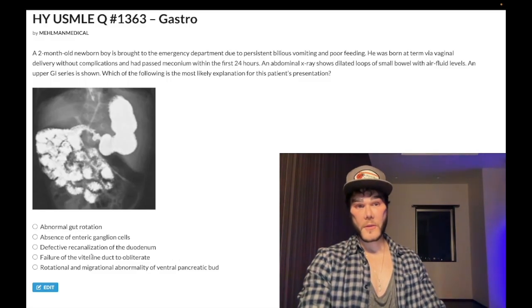Choice D, failure of the vitelline duct to obliterate, is wrong. It's Meckel diverticulum. The rule of twos: 2 feet from the ileocecal valve, 2 types of heterotopic mucosa, gastric and pancreatic, which can result in bleeding and iron deficiency anemia. Very important for USMLE that you know that. 2 inches in length. But the age of 2 around that is nonsense for USMLE.